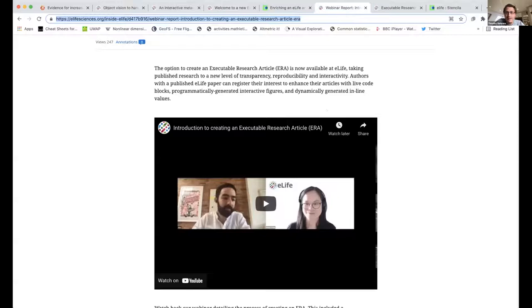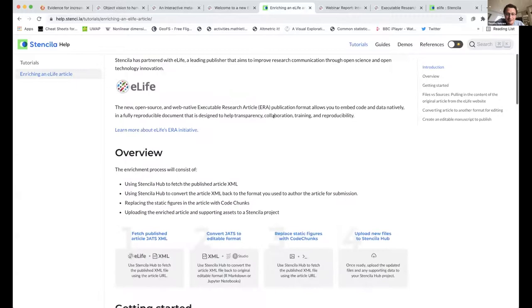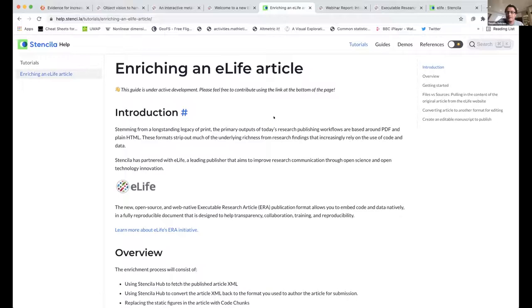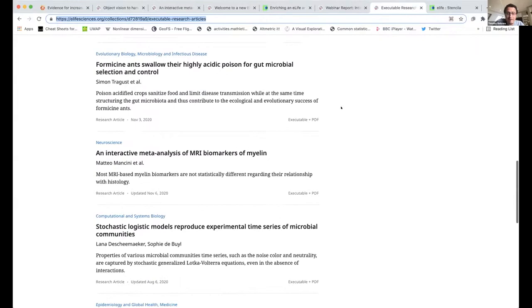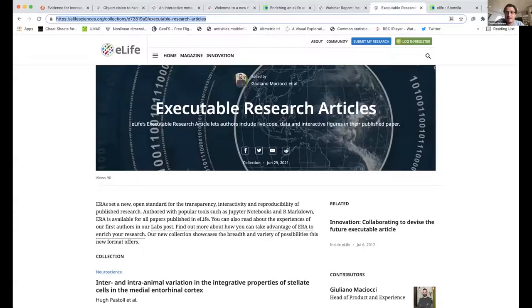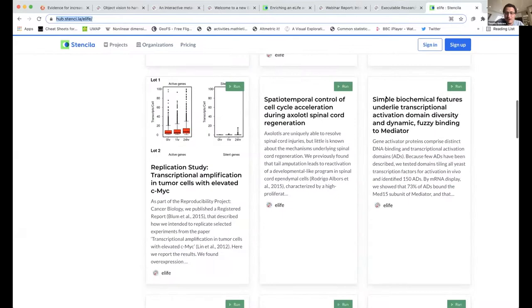Stencilla have detailed instructions on how to do it, so hopefully we've helped, and it'll be easy for people who want to do it. These are some of the ones we've done so far. We've already published 15, 20 or so executable research articles. And these are the ones that are in progress that people are working on right now. You can see we've got a few more coming, including some neuro ones.